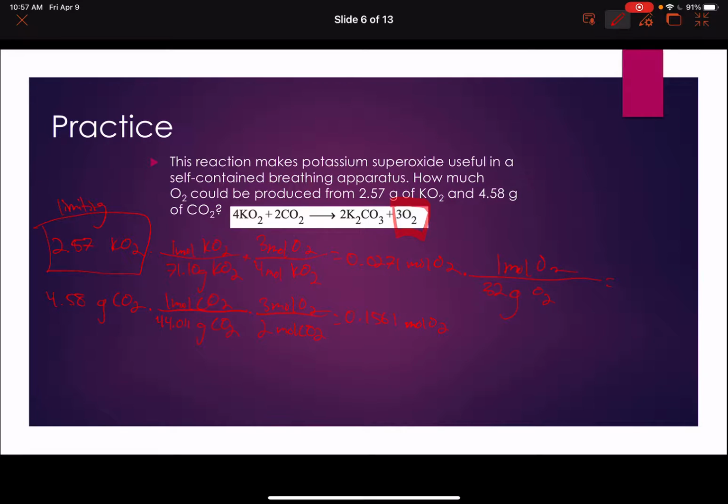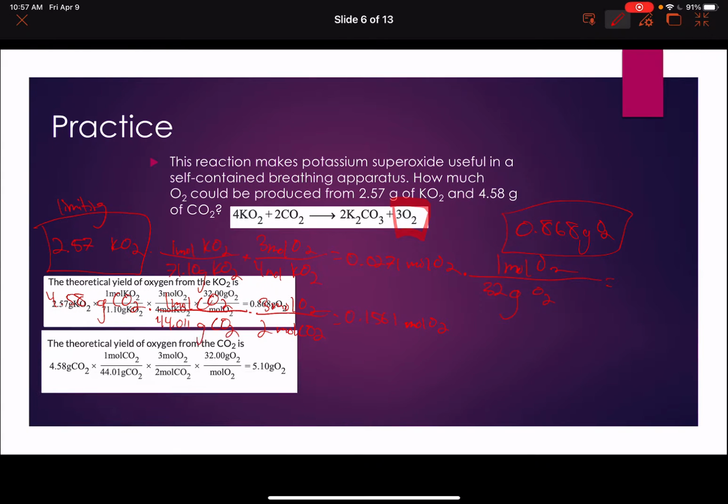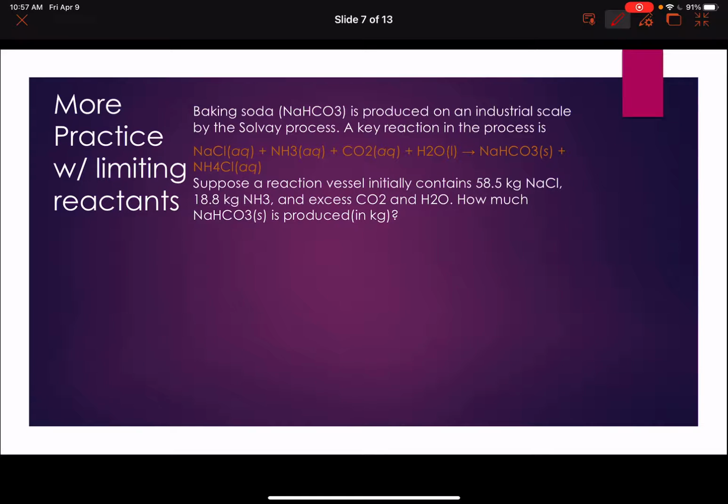And this should give us our answer, which should be 0.868 grams of O2, right? Awesome. Okay, more practice. Baking soda, NaHCO3, is produced on an industrial scale by the Solvay process.